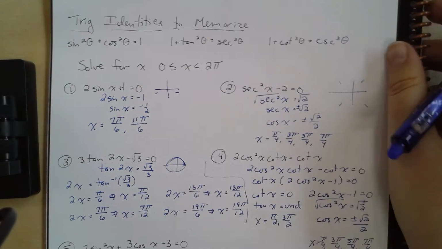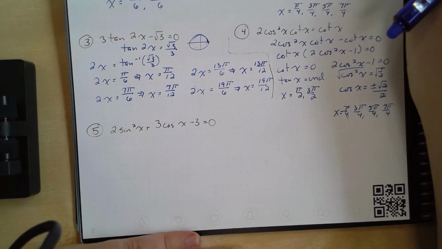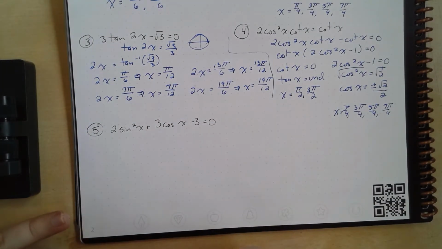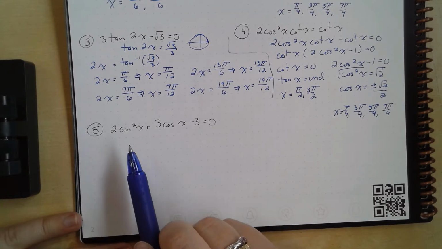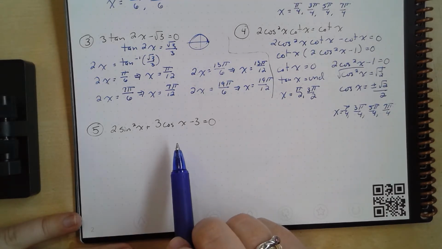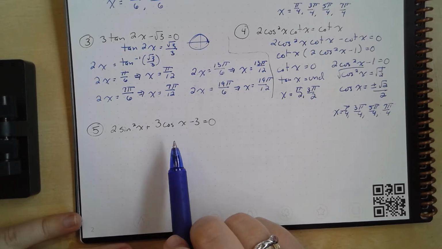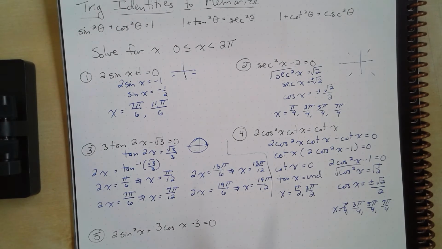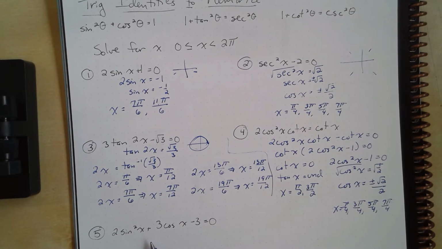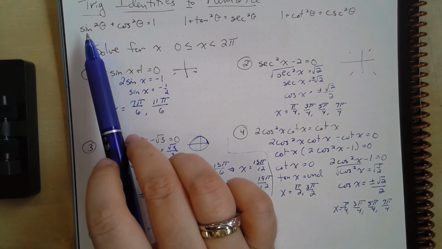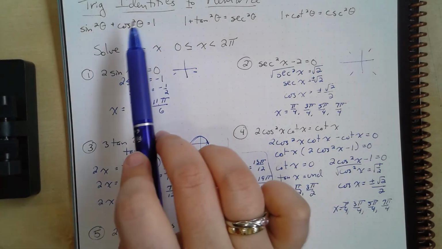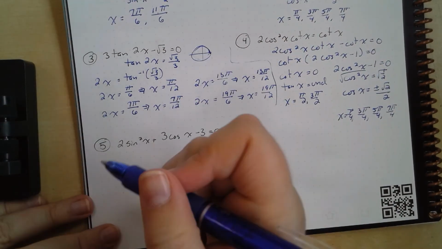All right, let's do one final problem. Practice this. 2 sine squared of x plus 3 cosine of x minus 3 is equal to 0. Right now we don't have anything that we can combine or work together, but if we go back and look at our trig identities, we can use those to substitute in and get things that are a little bit more cohesive. So I'm going to see here that the sine squared of theta is equal to 1 minus cosine squared of theta, and I'm going to substitute that.